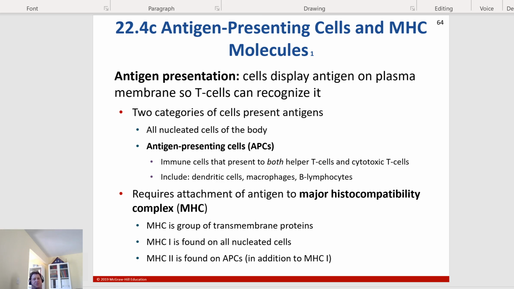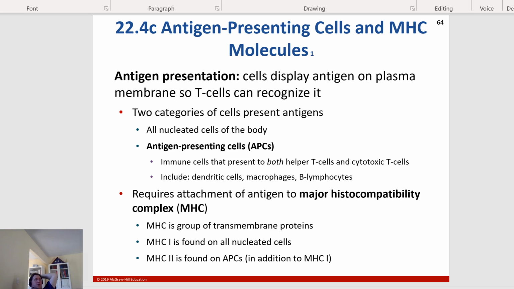So the whole process begins with what's called the antigen presentation, the antigen presenting cells, and major histocompatibility complex 1, 2, and 3. We'll talk about 1 and 2 to start with here. So the antigen is presented by a specific type of cell. Antigen presenting cells are phagocytic cells, but not any kind of phagocytic cell can do it. Dendritic cells can. Actually, B lymphocytes can be antigen presenting cells.